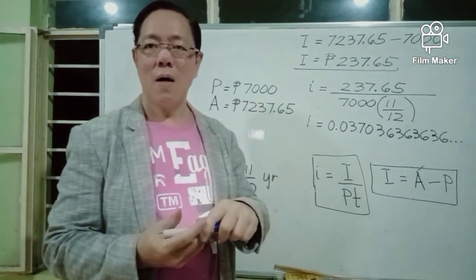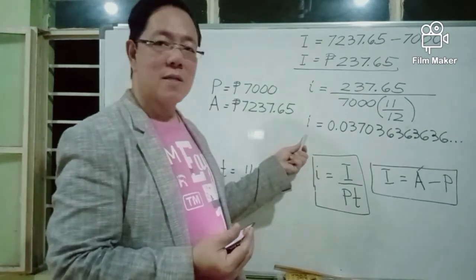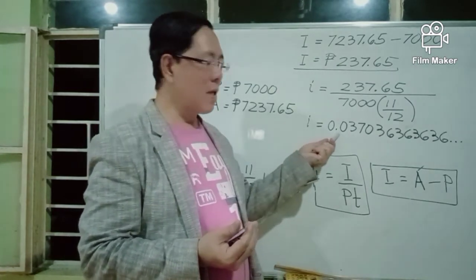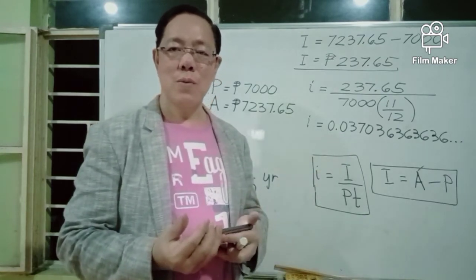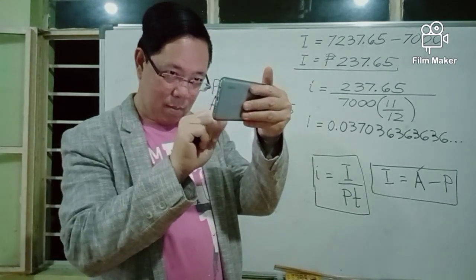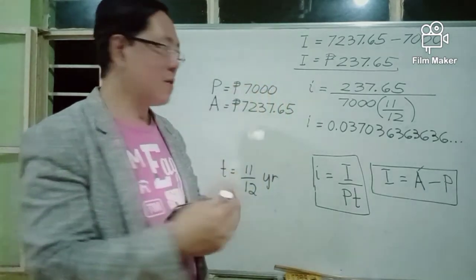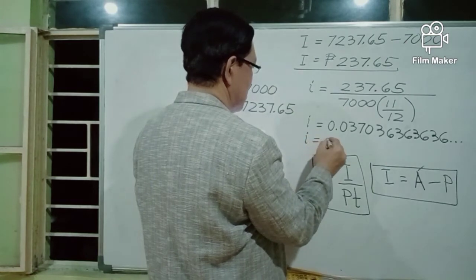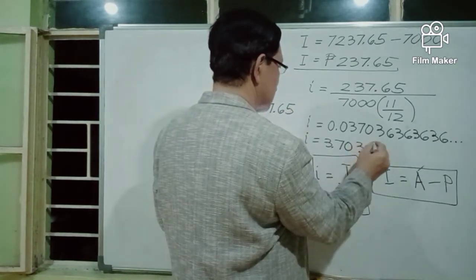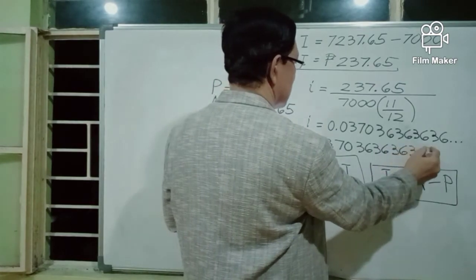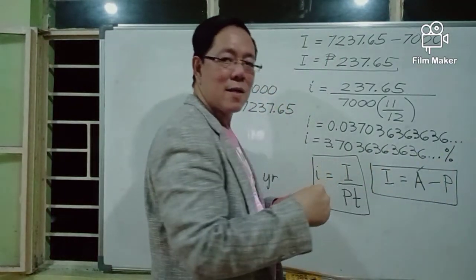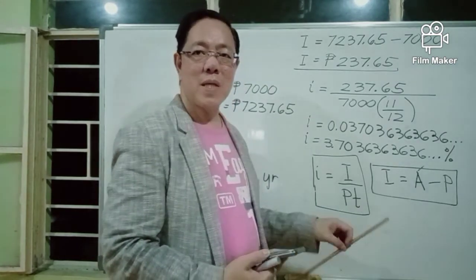0.037036. The digits 36 are repeated without end. Now the simple interest rate is in decimal number. To convert this to percentage, you simply multiply this by 100 and you write the percentage sign. Multiply this by 100. You should get 3.703636...%. Again, the digits 36 are repeated without end.